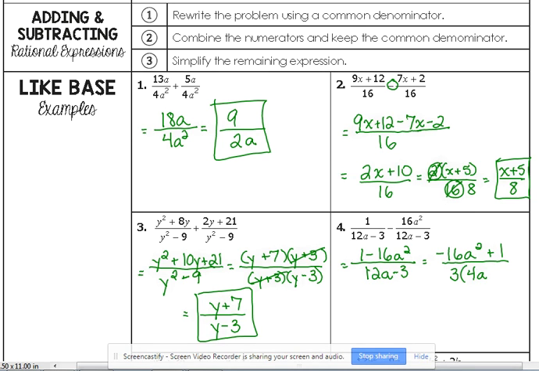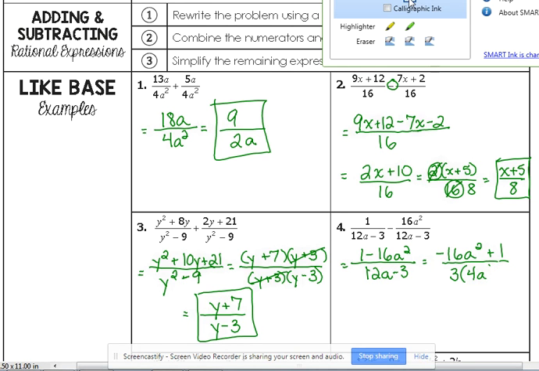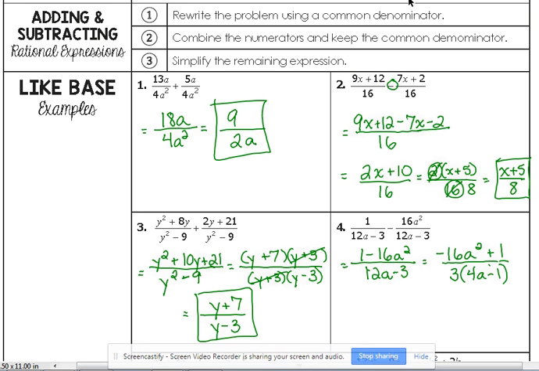Am I right or am I wrong? That's all? That's all I need right there? 3 times 4a is 12a. Where'd my minus 3 go? I got to put a minus 1 there. Don't forget that. I did that on purpose to remind y'all. You got to put the minus 1. Multiply back out. 3 times 4a is 12a. 3 times negative 1, negative 3.